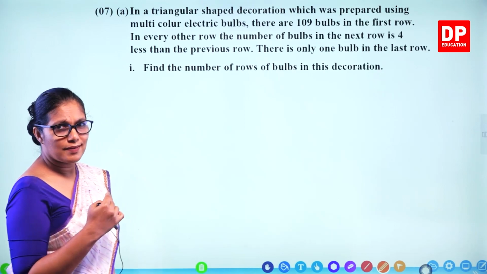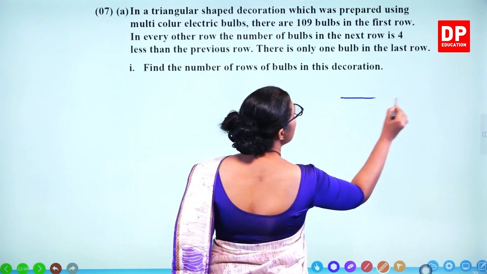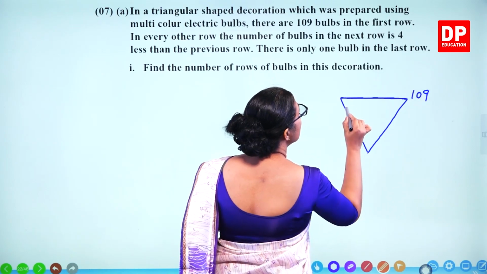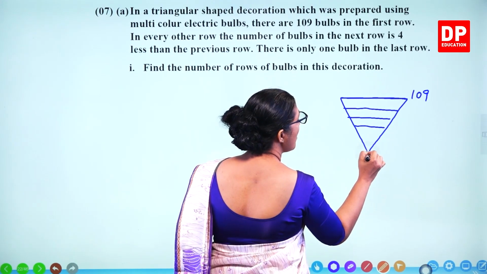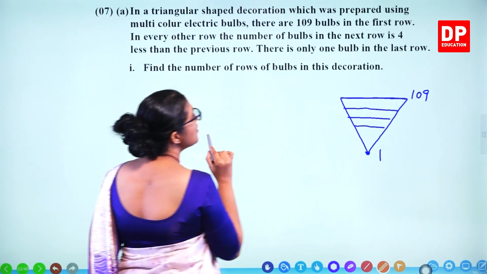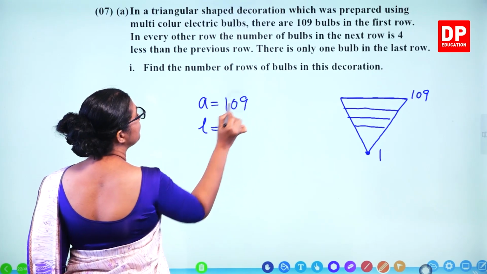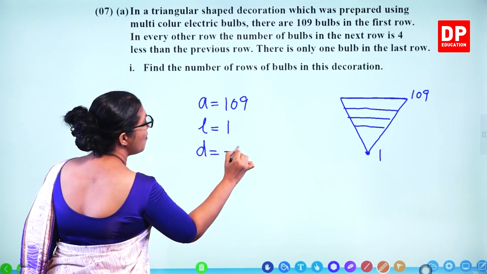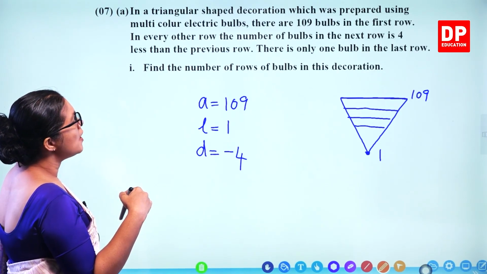So what is the pattern? Always decreasing by 4. Arithmetic progression. So something like this. First row 109. Second one subtract 4. So likewise, the last one has only 1 bulb. This is the last term, 1. The first term is 109, so a is 109. L, the last term, is 1. And what else do you know? The common difference is minus 4 because it's reducing.